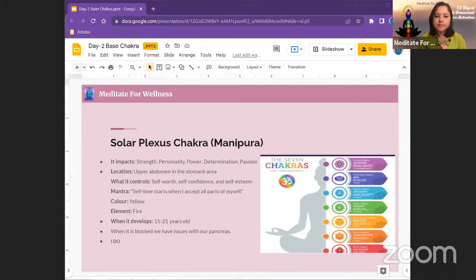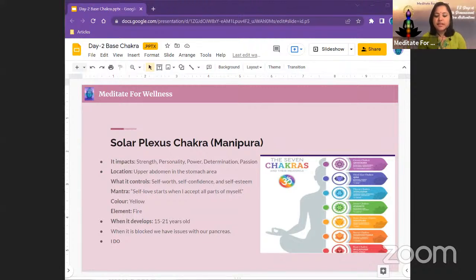So it is like you want to do something and you are not able to do it because you feel a lack somewhere, and that is when this chakra gets blocked, right? And if this is in balance, you're really passionate about your life, you really want to do things your own way. So this is what it is about. And the location is above the abdomen, the upper abdomen, the stomach area. And it controls our self-worth. We feel good about ourselves, and it develops our self-confidence and self-esteem.